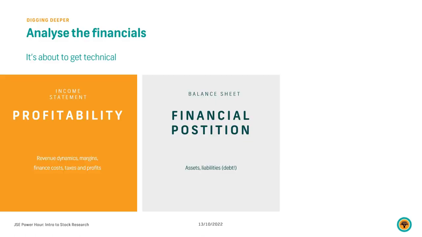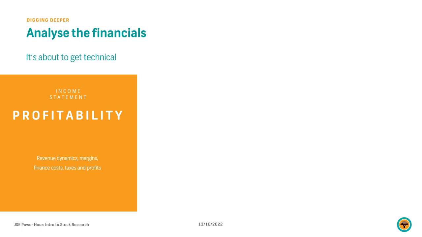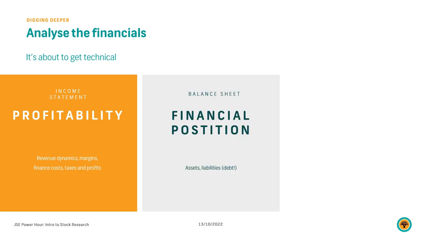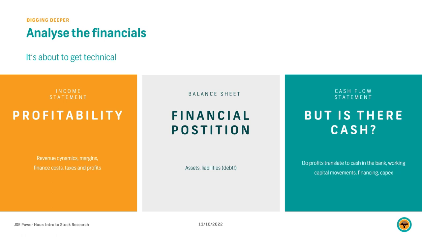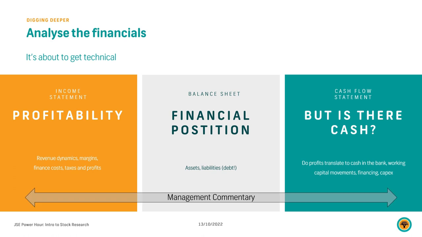Then we have to look at the financials. It's about to get technical. We have to look at profitability, the income statement. Are they actually making money? Are their sales increasing? We have to look at financial position, the balance sheet. What do their assets look like? What do their liabilities look like? Specifically, debt is something that you can always zone in on. And then the cash flow statement, the ever important cash flow statement, because a company can look like they're making money, but it doesn't translate into hard cash. And I think that is probably one of the most important things for an investor to look at when they're analyzing a company. And then finally, management commentary, and you could probably add market commentary to that as well.